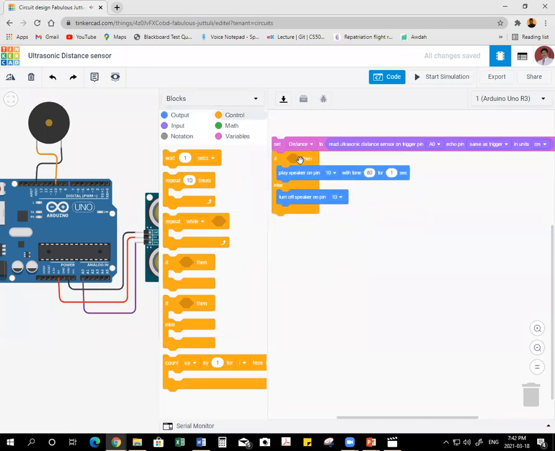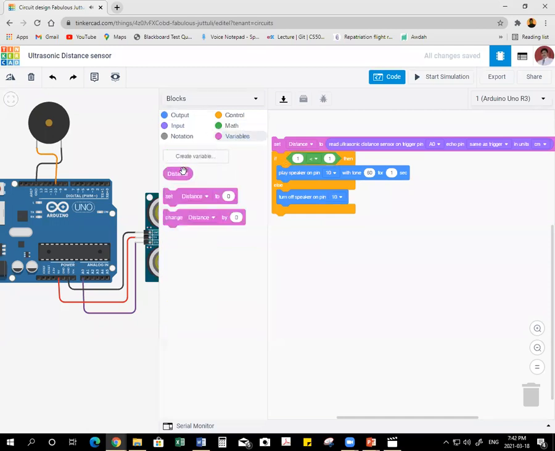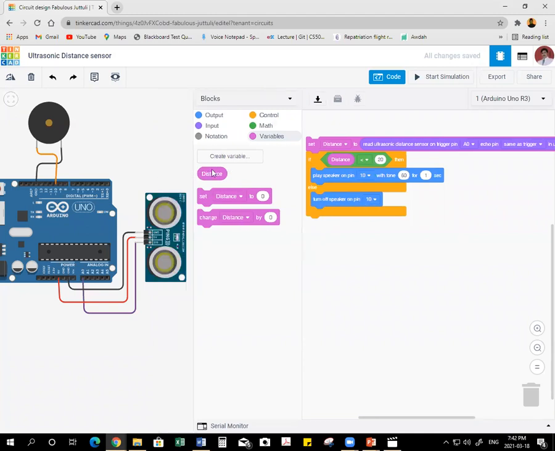Now what is the if condition? We have to put the mathematical control here. We are reading distance, and we are checking if distance is less than 20 centimeters, let us take. Then play speaker, means the speaker should give sound for 1 second. If it is not less than 20, it is greater than 20, then the speaker should not be played. Okay, everything is set now.